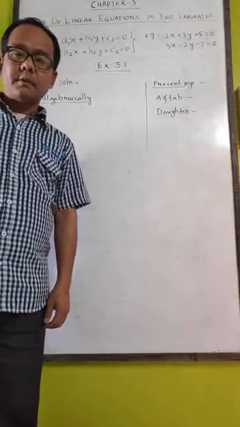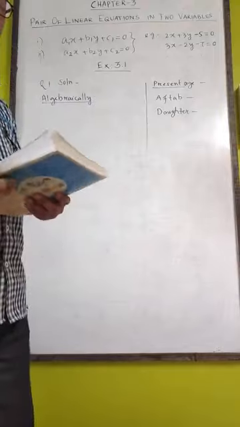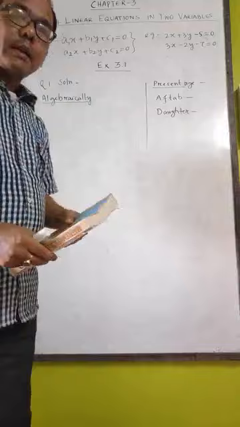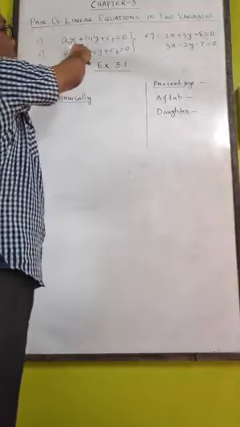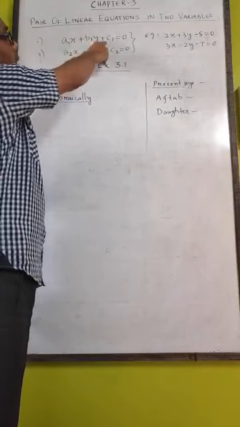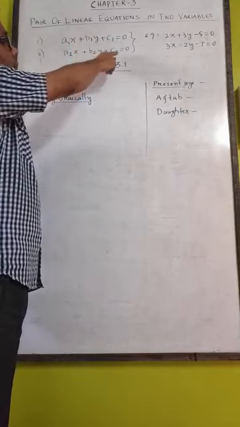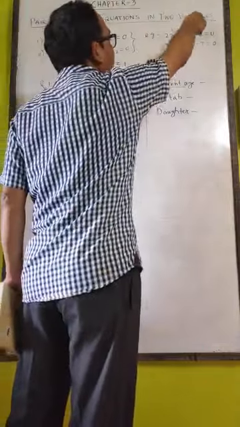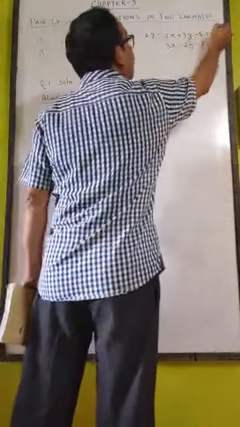Pair of linear equations in two variables. Last time we discussed the possible graphs of a pair of linear equations in two variables, and we remember that whenever two linear equations are given to us, this is a general linear equation in two variables: a1x + b1y + c1 = 0, a2x + b2y + c2 = 0. We can give one example here. These two constitute a pair of linear equations in two variables.